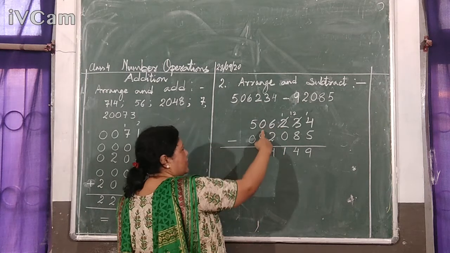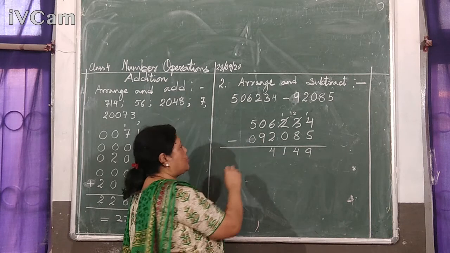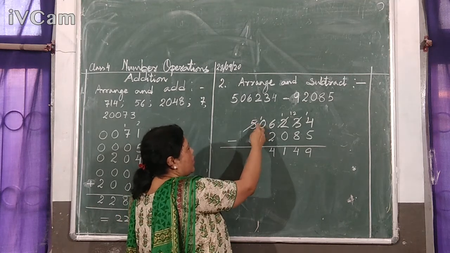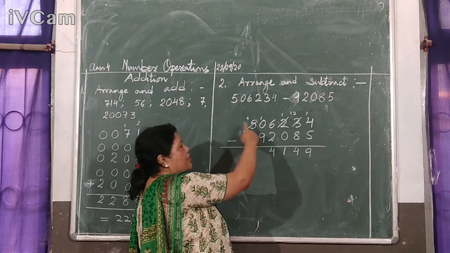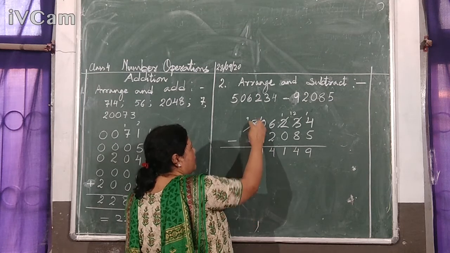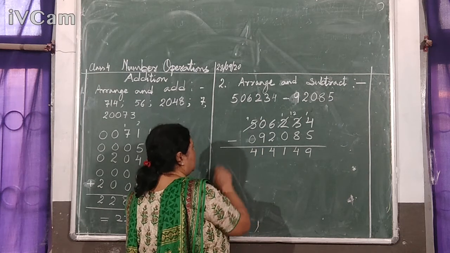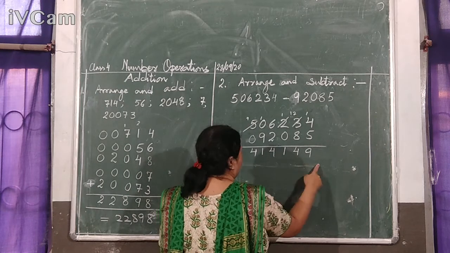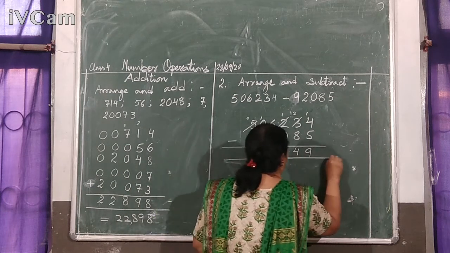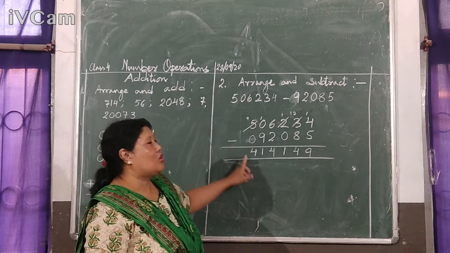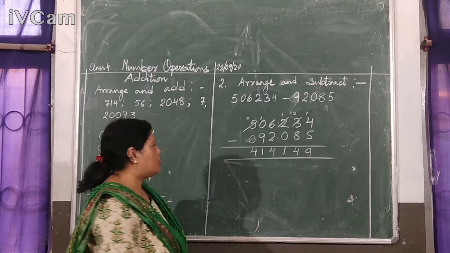Now this side 0 again, 0 cannot subtract from 5. It will ask for 1, and here after giving 1 it has 4. So 10 minus 9, 1, and 4 minus 0, 4. So simple. If you are doing it in your math copy, use a ruler.